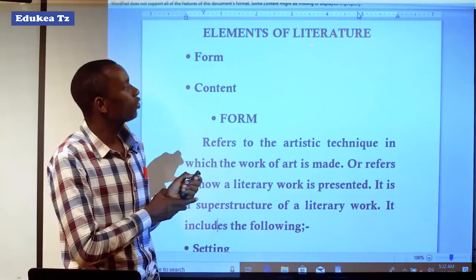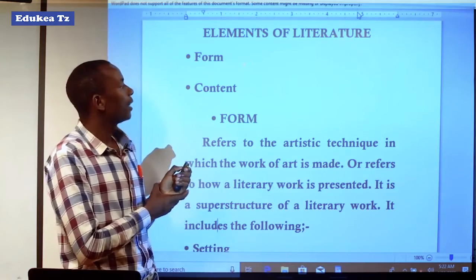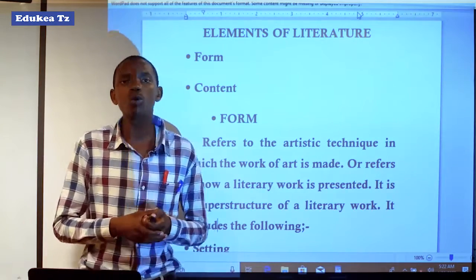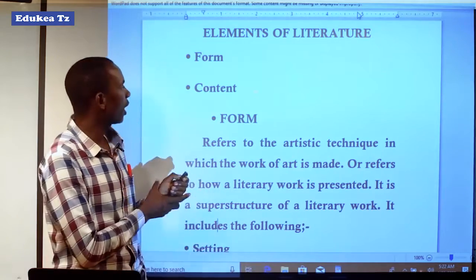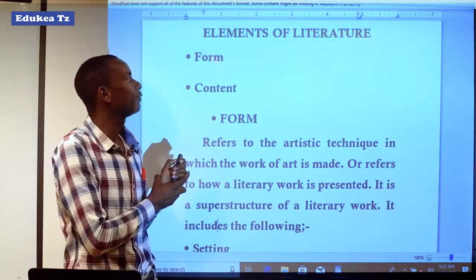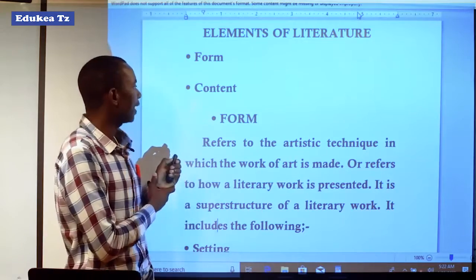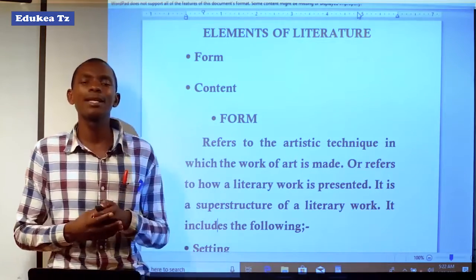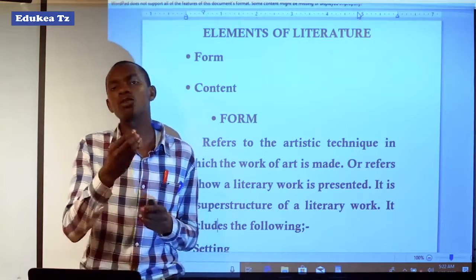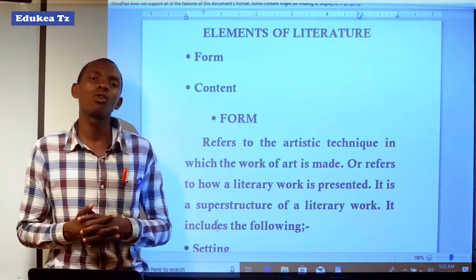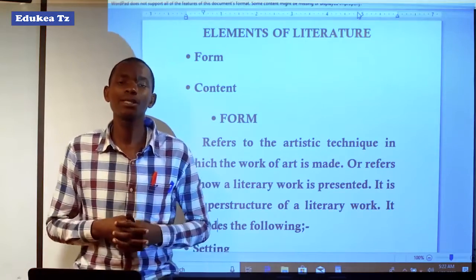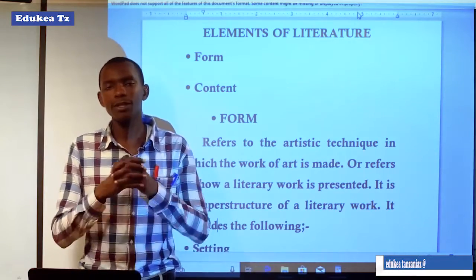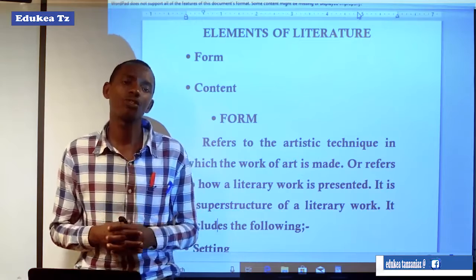So, elements of literature: there are only two major elements of literature. The first one is form, and the second and last one is content. So these are two elements of literature.